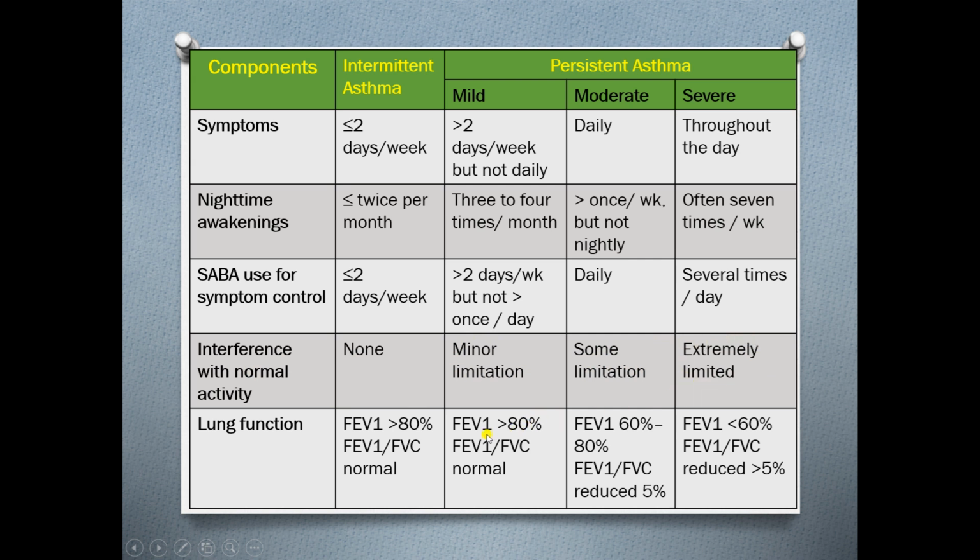If we see the lung function, FEV1 is more than 80% and the FEV1/FVC ratio is normal in mild persistent asthma, but FEV1 reduces to 60 to 80% in moderate persistent and less than 60% in severe persistent asthma, while the FEV1/FVC ratio is reduced by 5% and by more than 5% in moderate and severe asthma respectively.